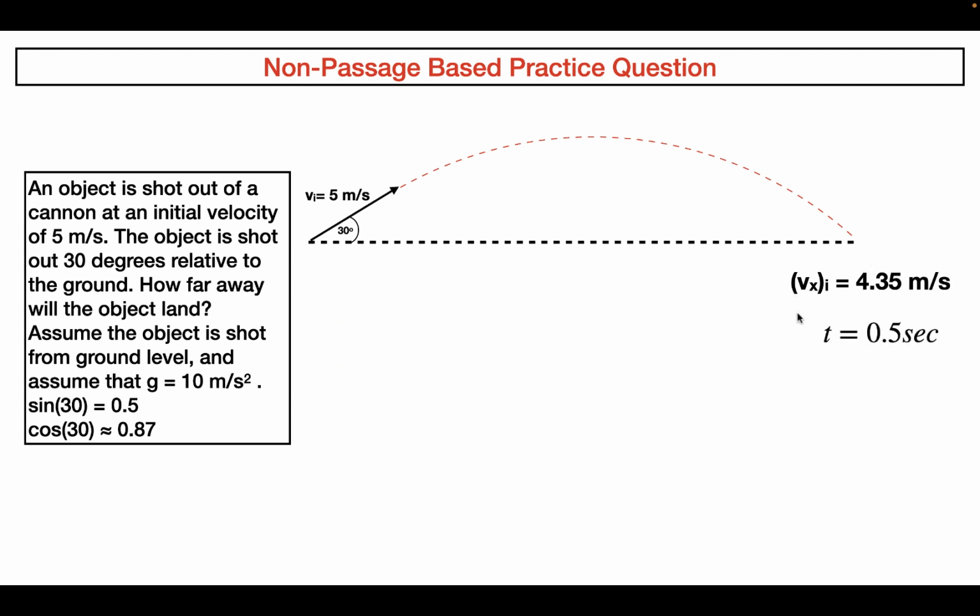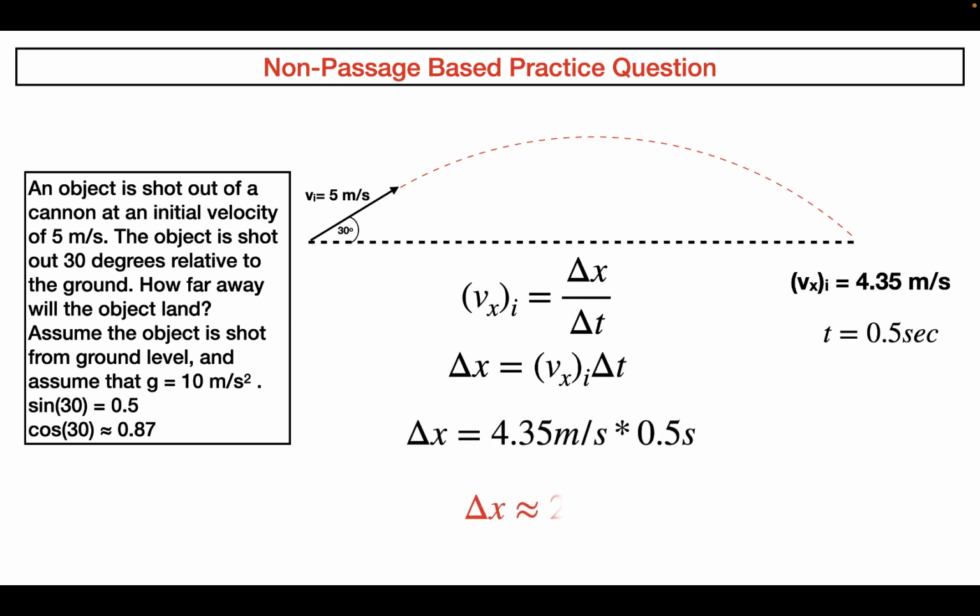So now that we know these two things, we can easily calculate how far away the object landed. Since the air resistance is negligible, we know that over the course of the object's flight, the velocity in the x direction remained constant. Therefore, we can use this equation to find the displacement, where the initial velocity in the x direction is equal to the displacement over time. And when we solve for the displacement and plug in our values, we get a displacement equal to 2.18 meters.